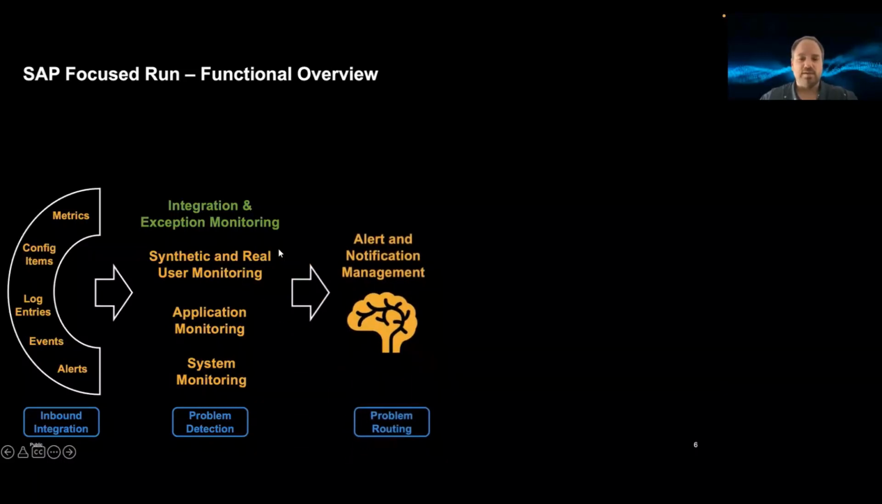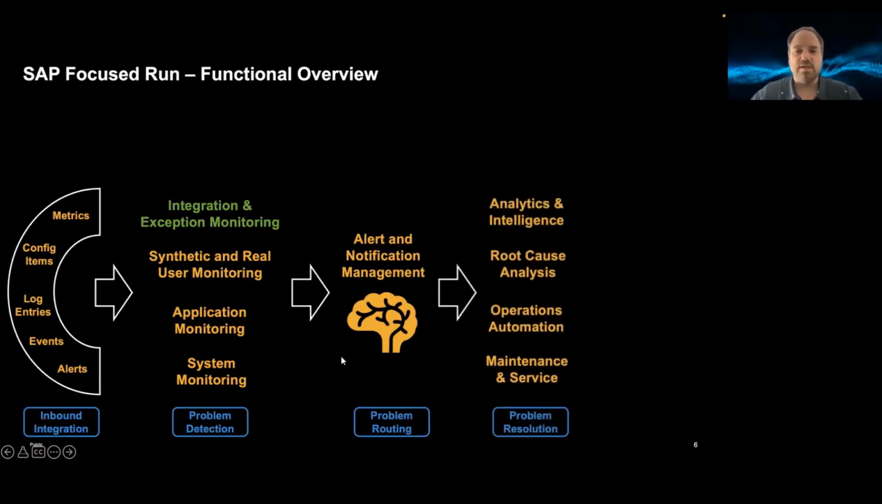From here, we simply come to our central alert and notification management, which is in the end our problem routing engine. Here we can then simply decide what should happen if we detect an erroneous message, for example, or an erroneous IDOC in the system from an integration exception monitoring perspective. We can simply trigger operation automation. We can trigger a root cause analysis. We can do further analysis via analytics and intelligence applications. And we can also do the maintenance and service part for most of the connected systems.